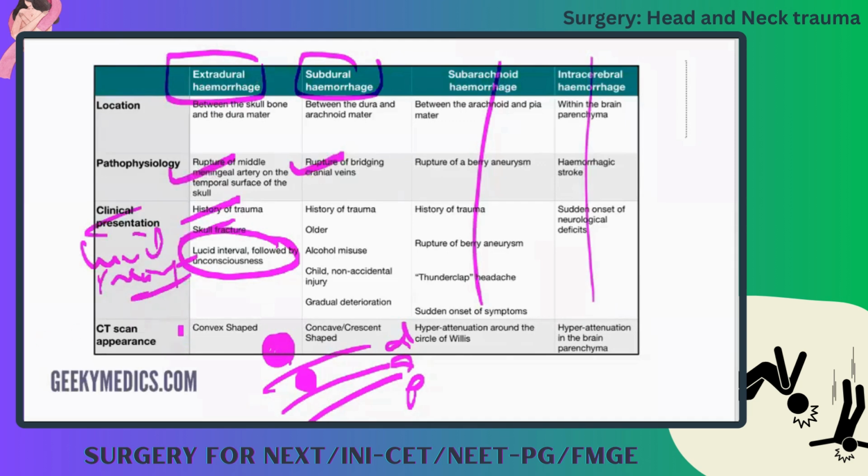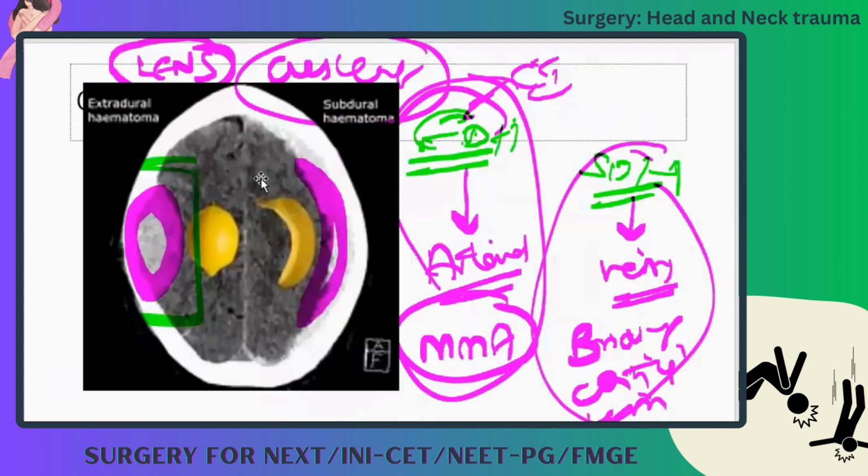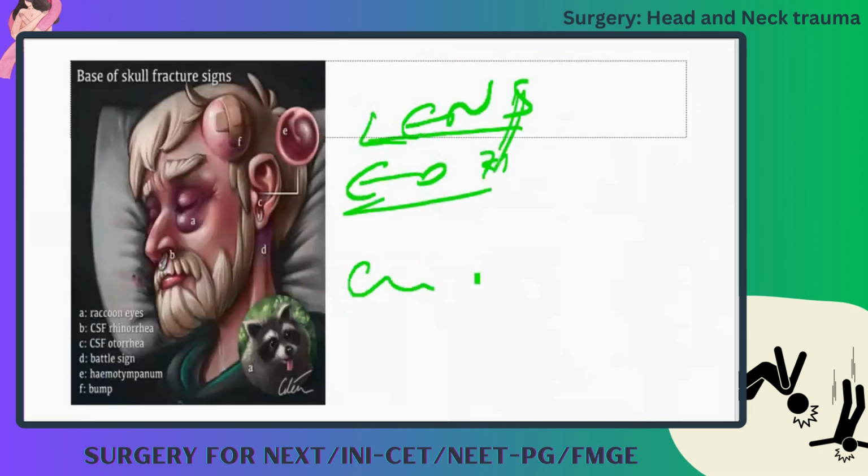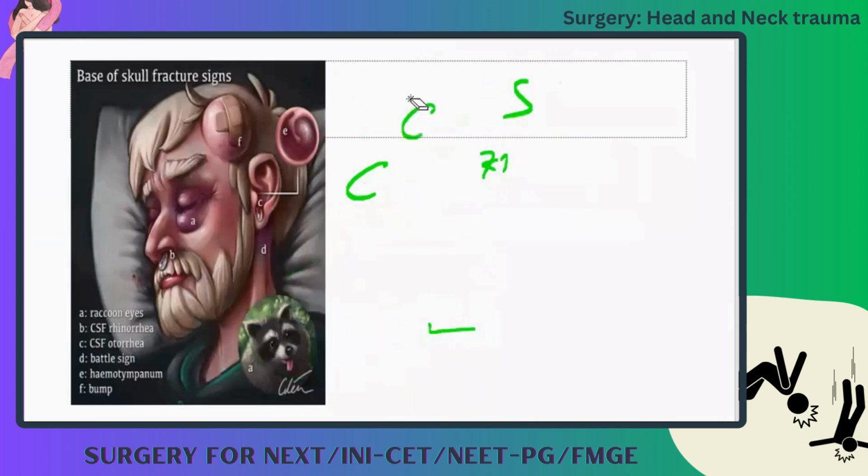On CT, there will be a lens-shaped or convex hemorrhage in extradural. Whereas in subdural hemorrhage, there will be a crescent-shaped, concave hemorrhage. Remember these images: lens and crescent. Lens, EDH. I remember it like this: crescent is subdural, S and C. Just for remembering.